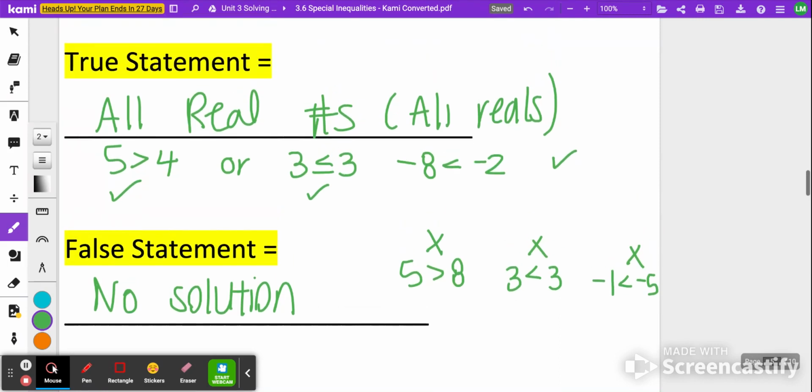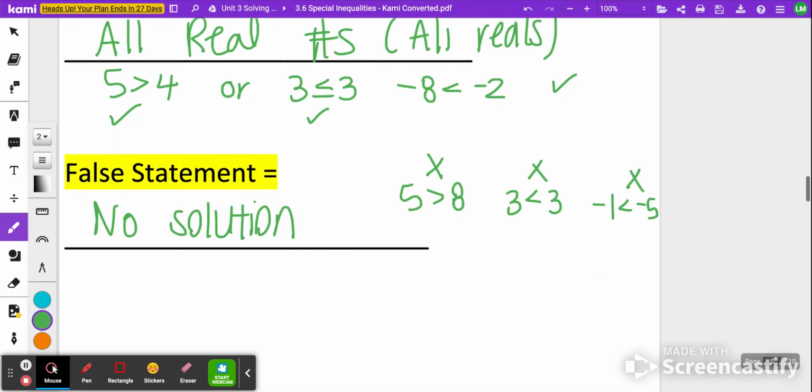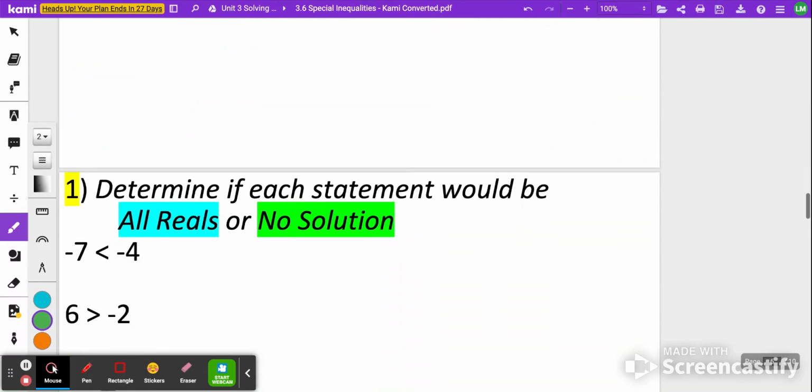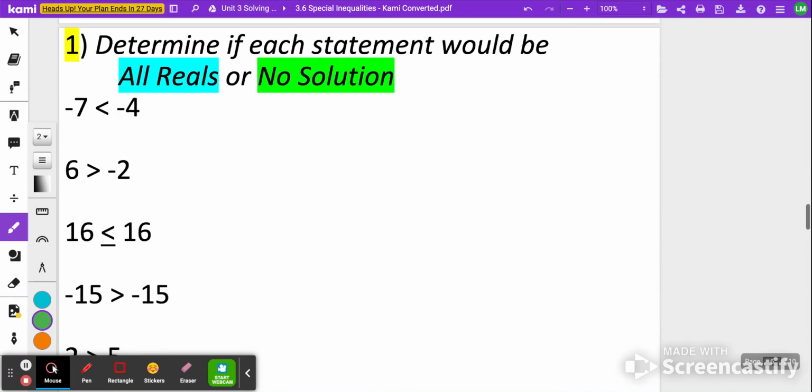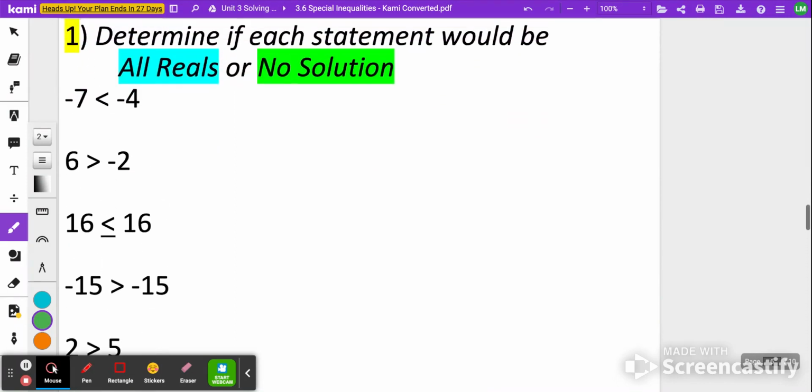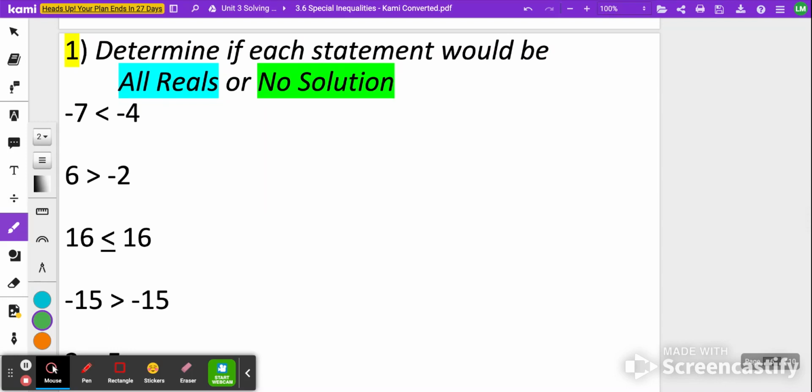If you haven't already, go ahead and pause this video now just to make sure you understand the differences between a true statement and a false statement and how you should answer those. And let's go ahead and try our next questions. So part 1, it says determine if each statement would be all reals or no solution. So I'm going to give you a moment to think about these, and I'll scroll down. Maybe first try the first 3. Think about if they're true or false. If they are true, it's all reals. If it's false, no solution.